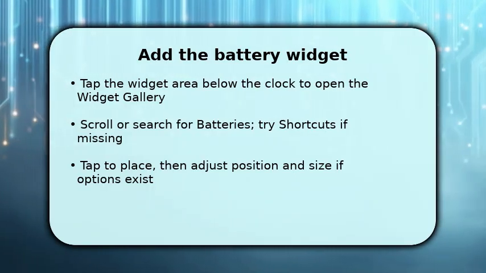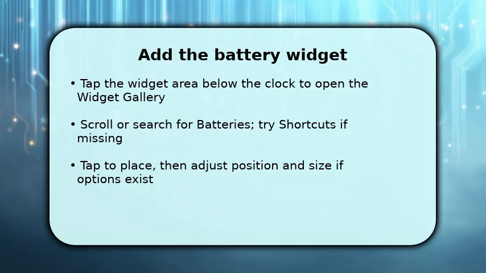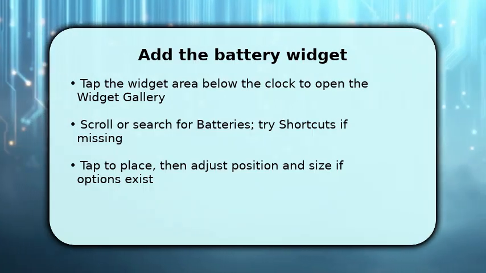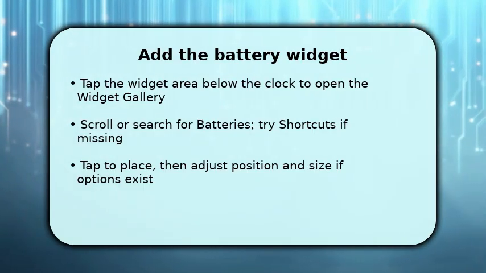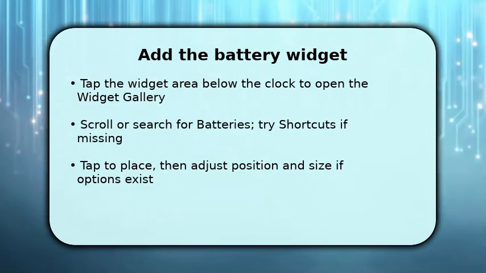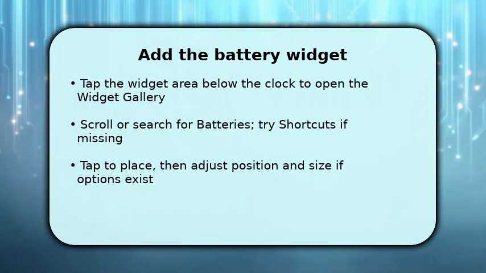If it's not visible, open shortcuts and create a battery reporting widget or enable the Batteries widget from home screen options. Tap the Batteries widget to add it, then drag to reposition. Once placed, tap Done to save.